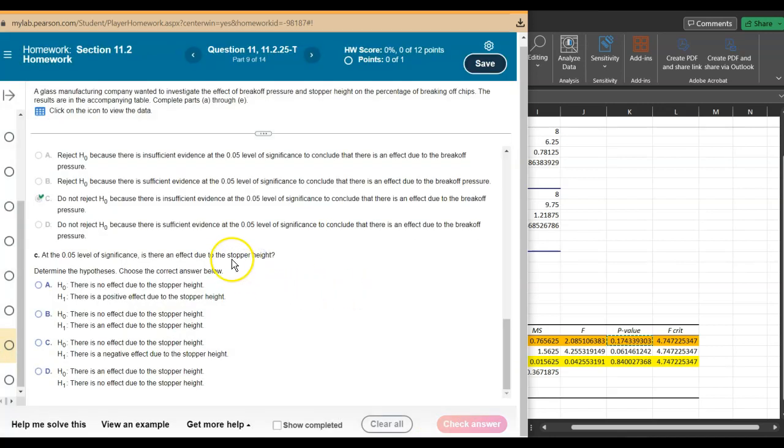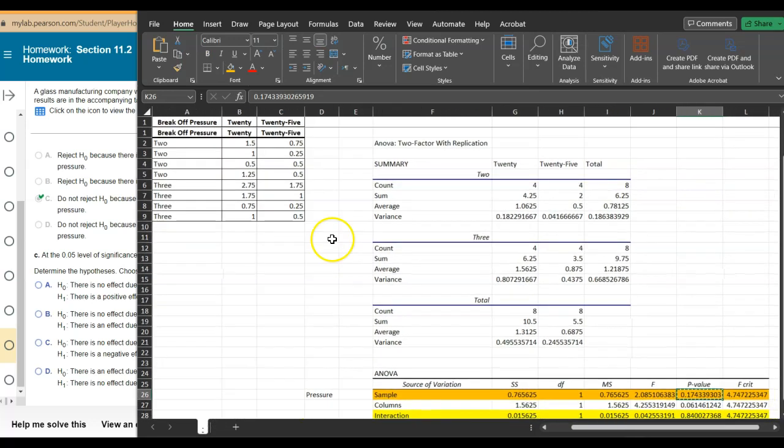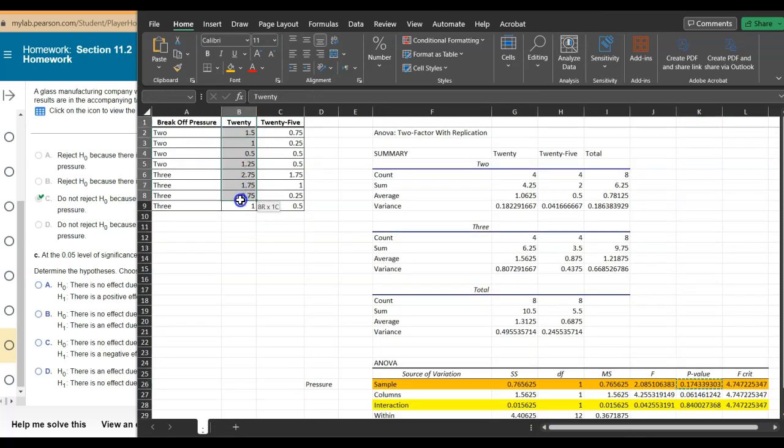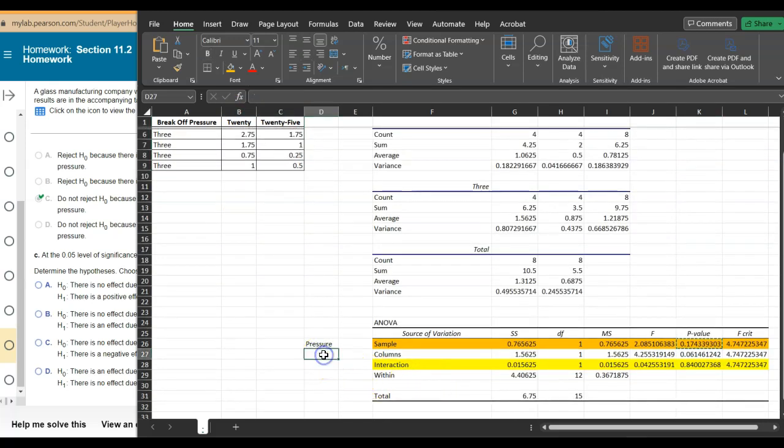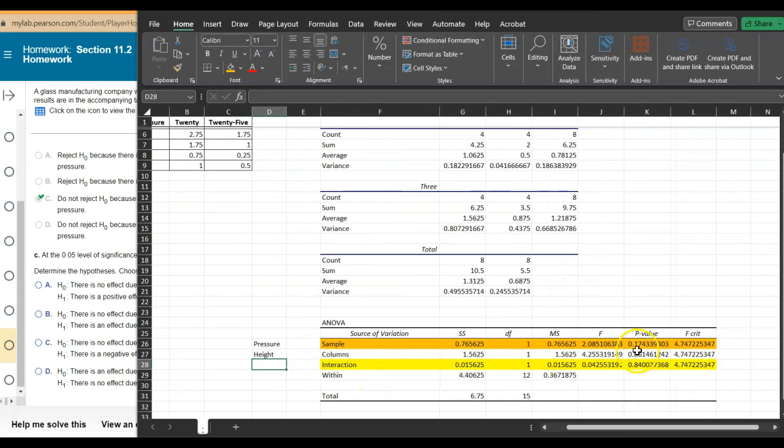Okay, we move on to the stopper height. And the stopper height, you can see it on the table. They are this column versus another column, this one. So we are in columns, right? So this is the height. And we're going to go with the second column and we're going to need the F over there.